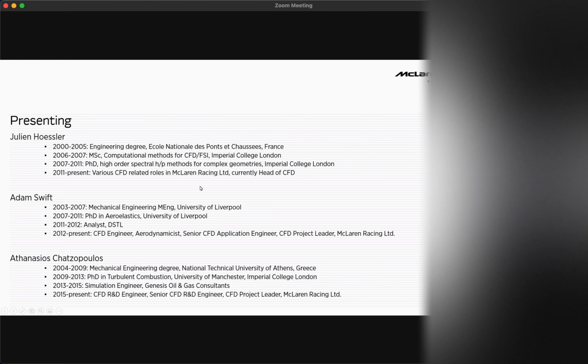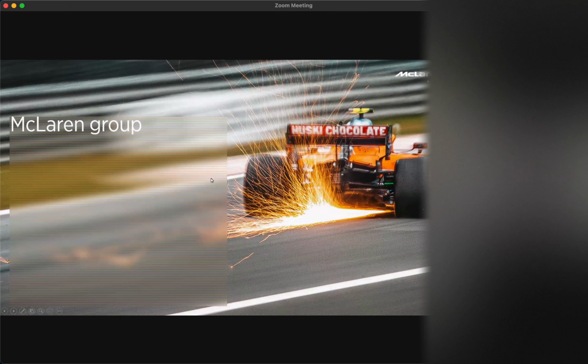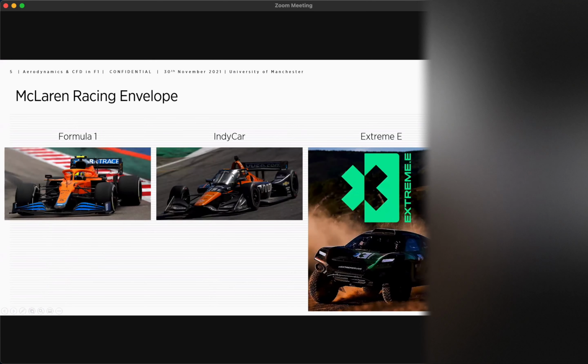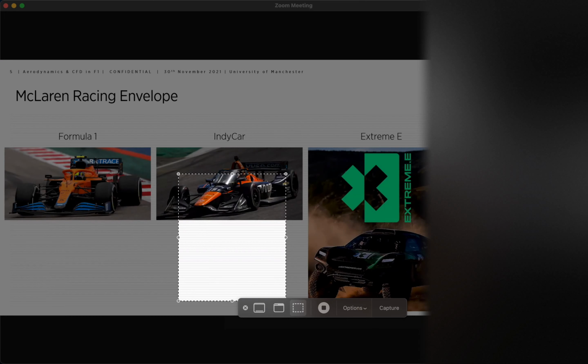So that's us tonight. What we'll be focusing on is mostly the racing side of the business, but as I was mentioning, we also have the automotive group and the applied technology sections. Because of time, we'll focus mostly on what we do most of the day, which is the Formula One side. As you can see here, the racing business is evolving a little bit.